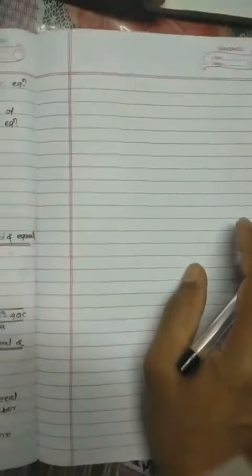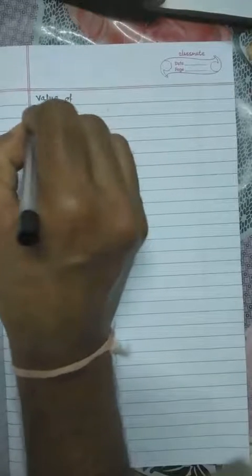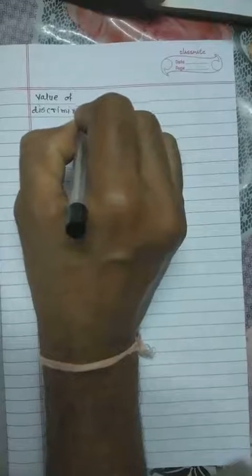So one more activity. This activity is given in our textbook, page number 44: value of discriminant and nature of roots.